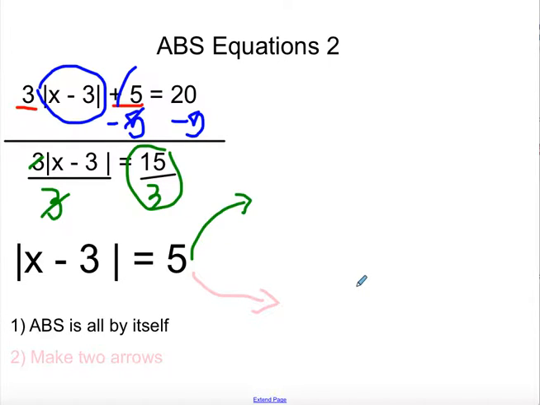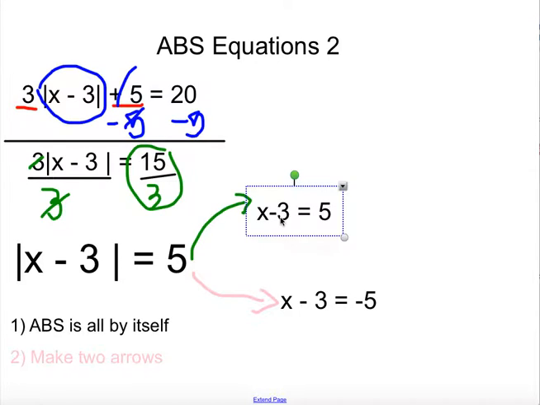Okay, good. So in order to get rid of absolute value, we're gonna make 2 arrows. We write the equation once with the positive 5 and once with the negative 5. Good. Now we're gonna solve them.